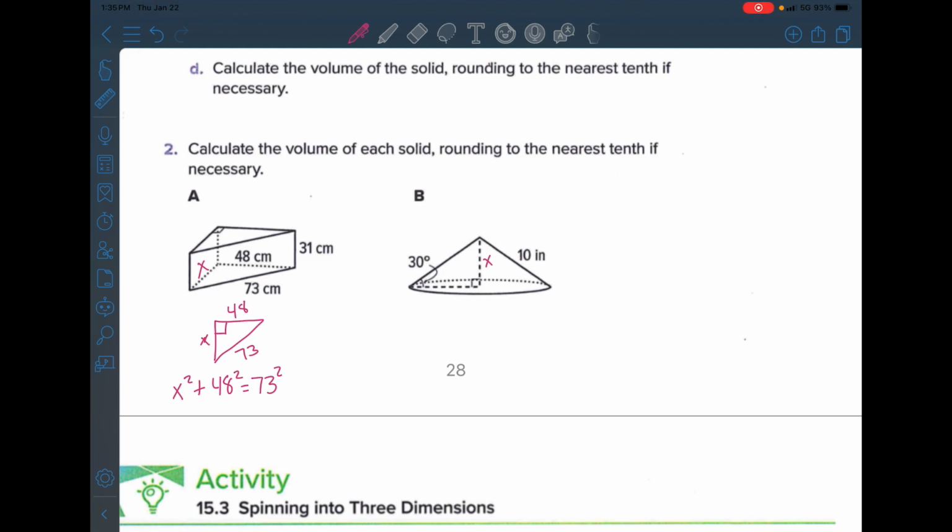Then you're going to come up here, and your capital B is 1/2 base times height, and your base and height is X and 48. On the B, on the cone, you're going to try to find your height. If you look, here is a right triangle. I have 30 here, I have X here, and this 10 is the same over here. We cannot use the Pythagorean theorem because I only have one side. If one side is given and an angle is given, we are going to use trig.